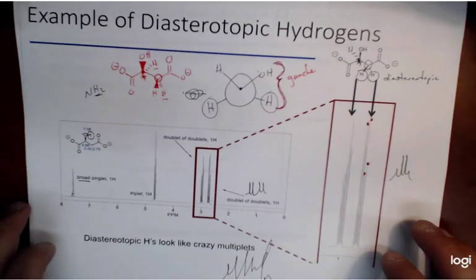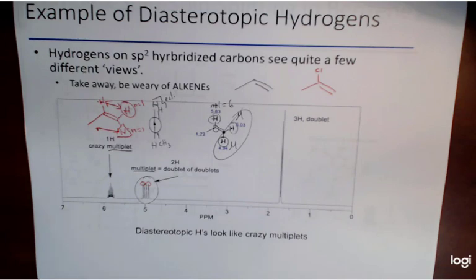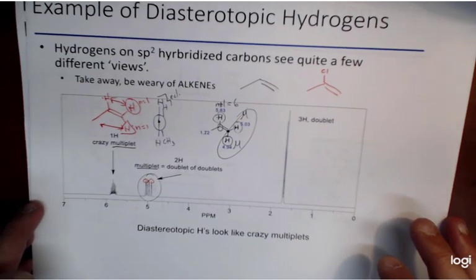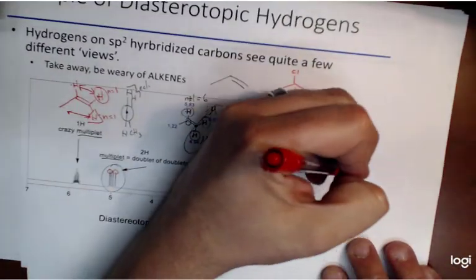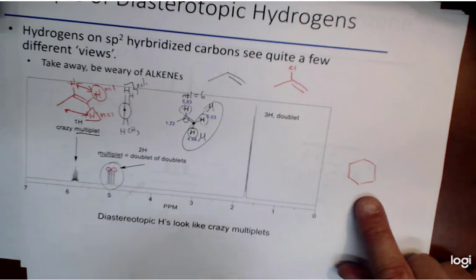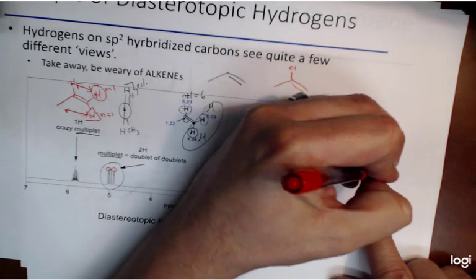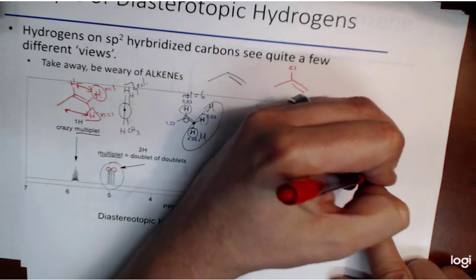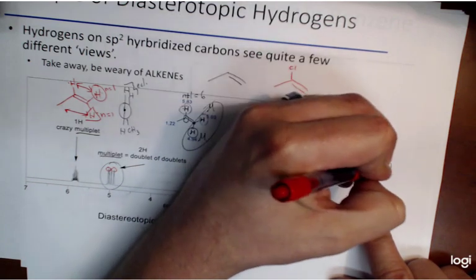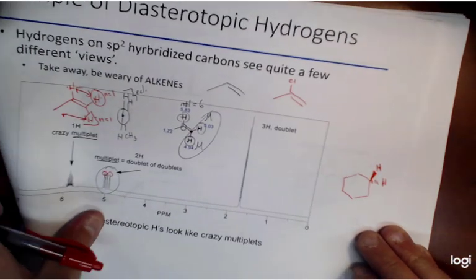Okay, and also anytime you see a structure that is locked in place, you can see these multiplets taking place. So like anytime you have a ring, right? Let's say you have cyclohexane. You know that you have an axial and an equatorial hydrogen, so sometimes that can give you weird multiplets as well. Okay, so do be aware of that.